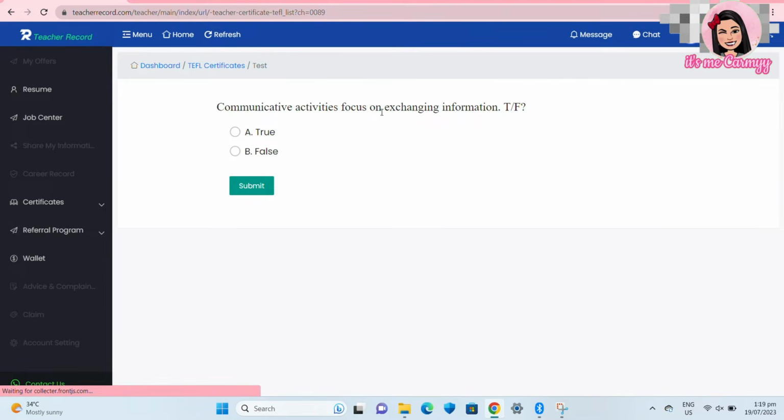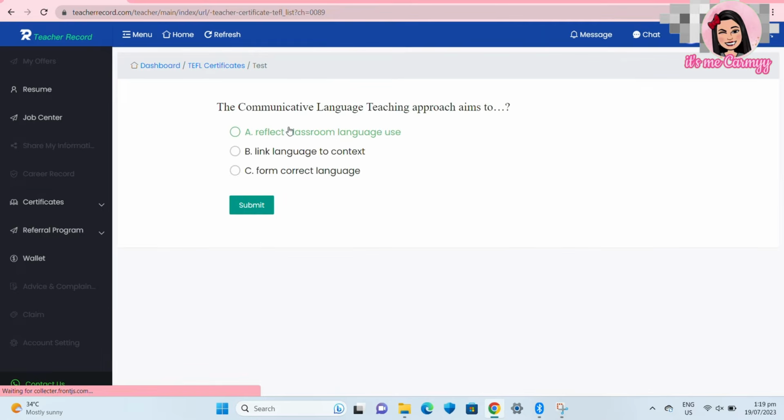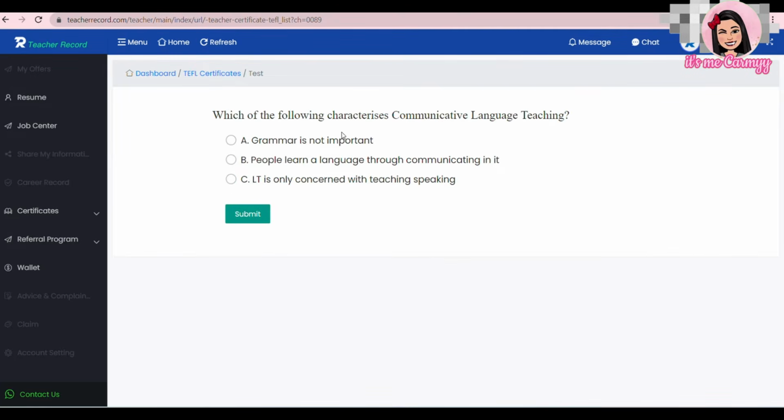Communicative activities focus on exchanging information. True. The communicative language teaching approach aims to link language to context. Which of the following characterizes communicative language teaching? People learn a language through communicating in it.